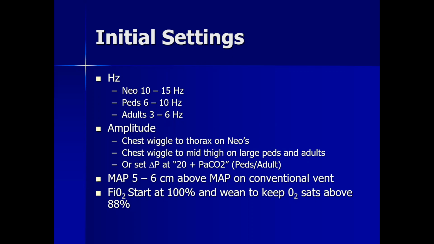So with neonates, you just want the chest to be wiggling. With larger kids and adults, not only does the chest wiggle, but you want to see the upper thigh wiggling also. And when it does wiggle, that means that you've got good ventilation of the lungs. Another way of setting amplitude is using the delta P, where you take the carbon dioxide or the PaCO2 from a blood gas, add 20 to that number, and make that your amplitude.